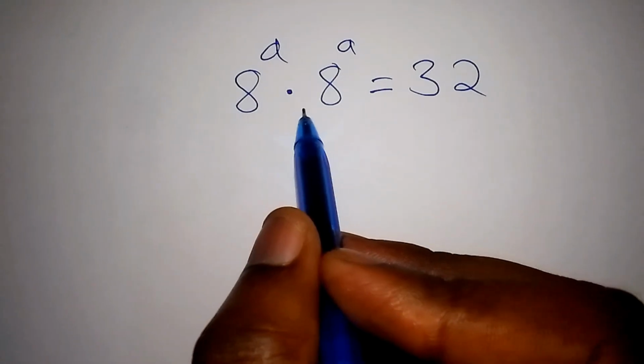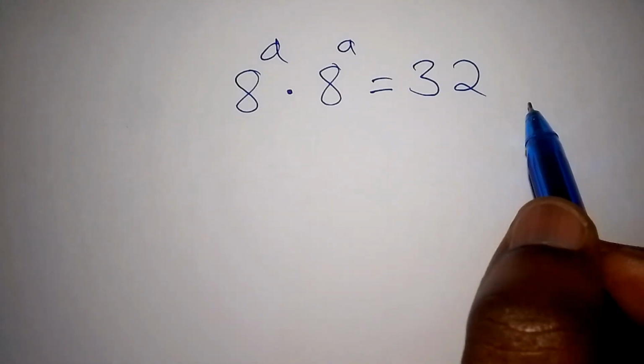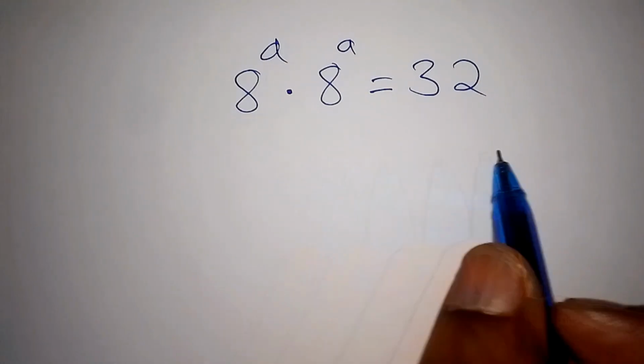So we have a to the power of a multiplied by a to the power of a is equal to 32. So how do we solve this maths problem?